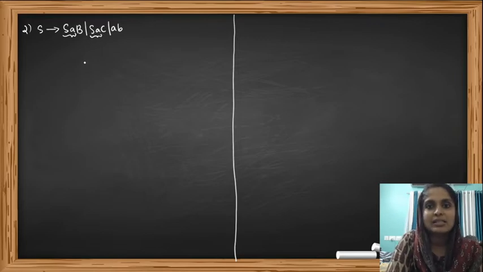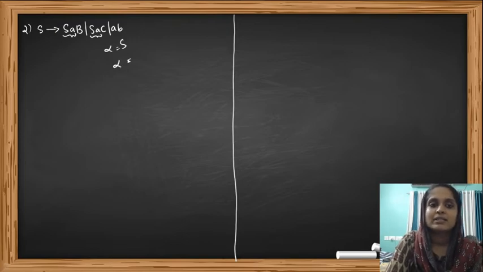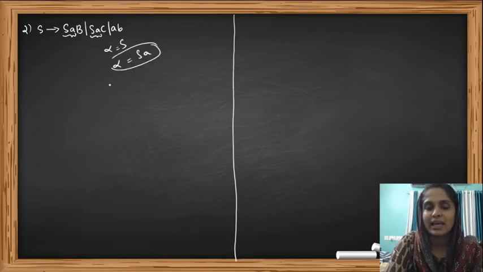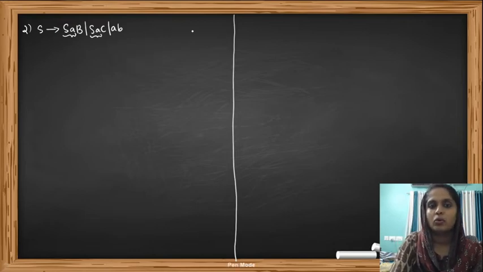So you have to consider the lengthiest common prefix. You can just consider alpha as S, S alone, or you can consider alpha as SA. Which one should you prefer? You have to take alpha equal to SA because it is the lengthiest common prefix. Okay. So we know that alpha is SA.